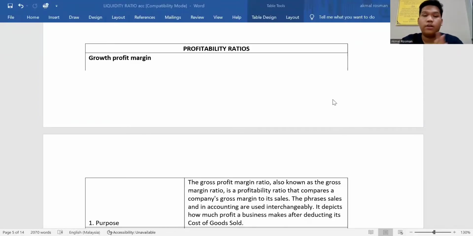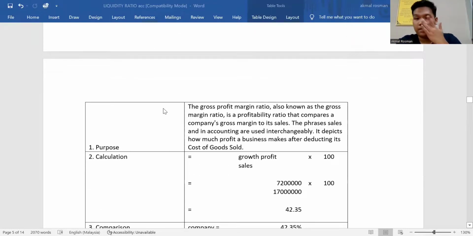Okay, now I will talk about profitability ratios. So I will talk about gross profit margin, and the purpose is the gross profit margin ratio, also known as gross margin ratio, is a profitability ratio that compares a company's gross margin to its sales. The phrases sales and revenue in accounting are used interchangeably. It depicts how much profit a business makes after deducting its cost of goods sold.